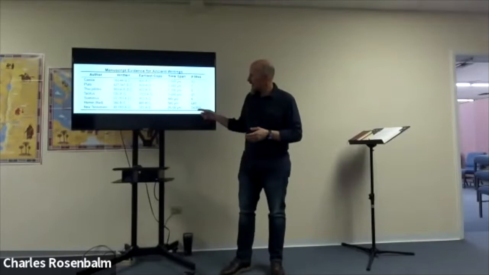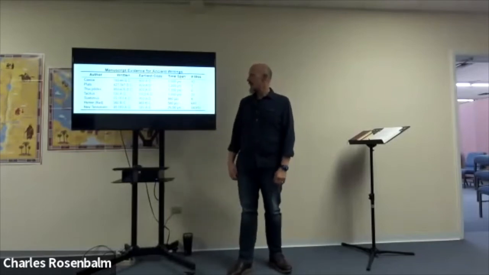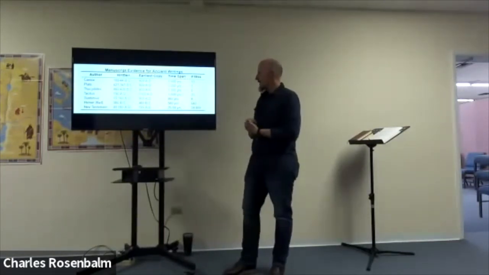The most well-attested, at least on this chart, is Homer's Iliad. We've got almost 650 documents, and the earliest we found is about 500 years after Homer actually wrote. We don't have Homer's original Iliad. These are all copies. So the point of antique literature is that it's hard to have the original, because we're talking over 2,000 years ago.